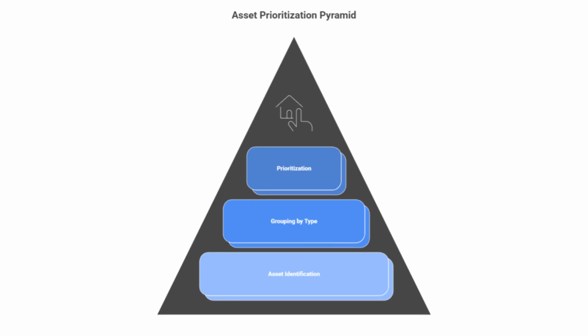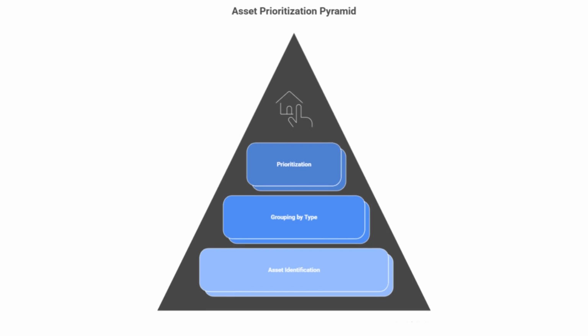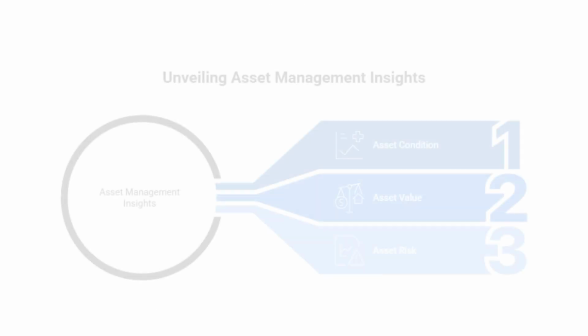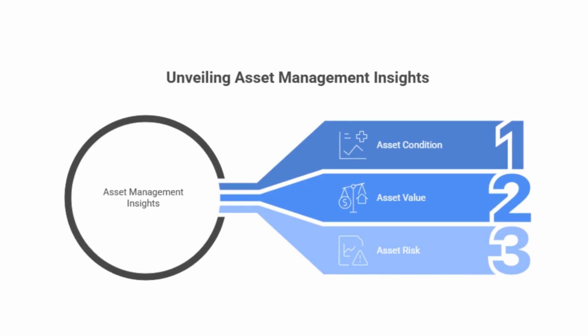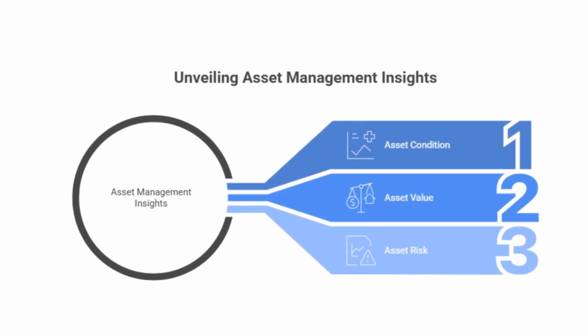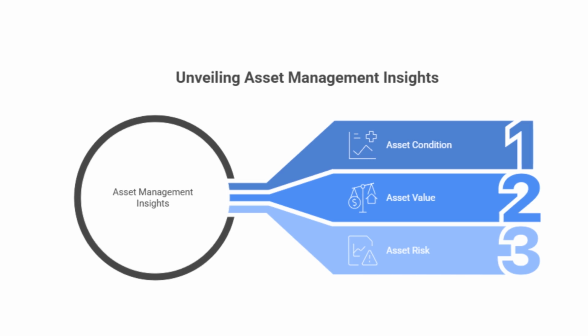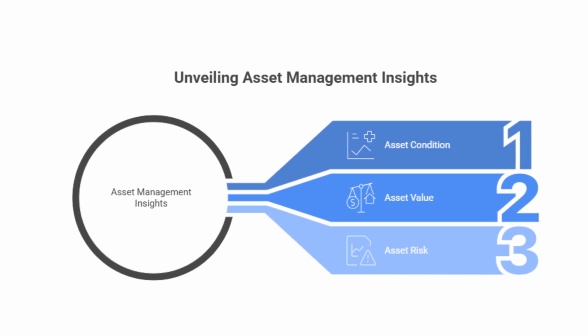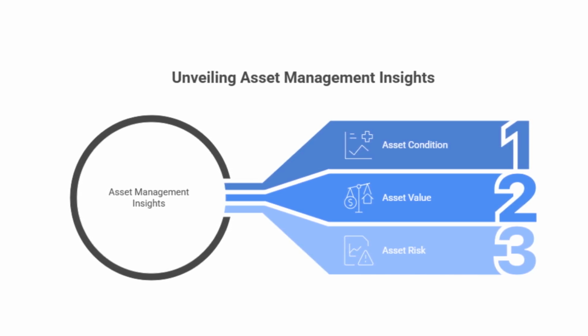Identify all the assets that contribute to your operations. Group them by type and priority. This helps focus your plan on what matters most. For each key asset, record its current condition, value, and risk profile. This information is crucial for making informed decisions about maintenance, renewal, or replacement.